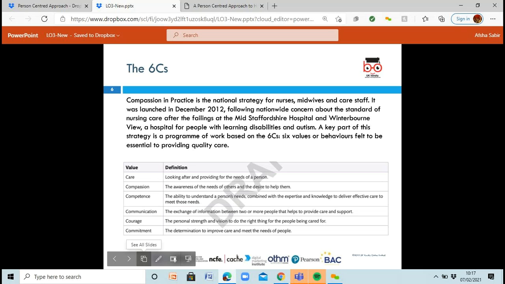So if you see something that's not going right, if you feel that something can be changed, you have to have that personal strength to go and change things and make sure that person is being cared for adequately. And then the commitment is the determination to improve the care and the needs of people. So be committed. Don't just do your daily job, go in, come out, you've got your wage. You're going in, you're committed, you're making sure that the service user is actually being treated the way they need to be treated, medically and emotionally. So these are the 6 Cs.